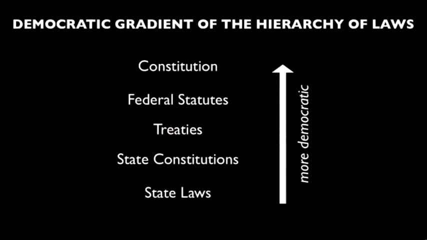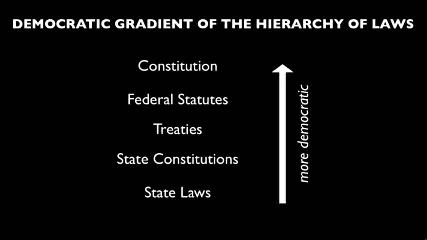Now, what you'll notice on the right side of that slide is that there's an arrow pointing up saying more democratic. And what that means is that the supremacy of these laws is arranged based on how democratic they are. So you'll see at the top, the Constitution, that is the most democratic law that we have on any of our books, whether it's state or federal, in our nation.